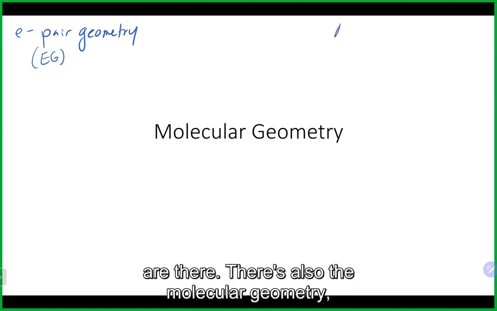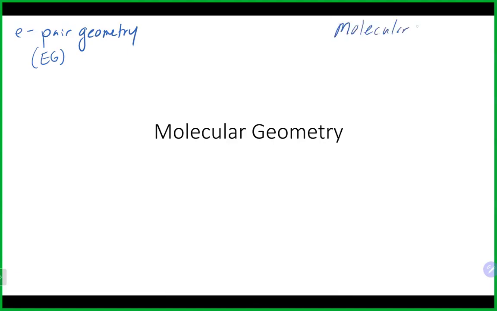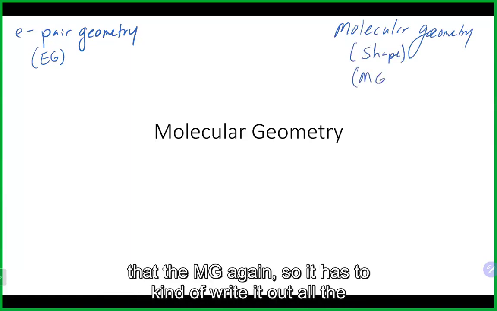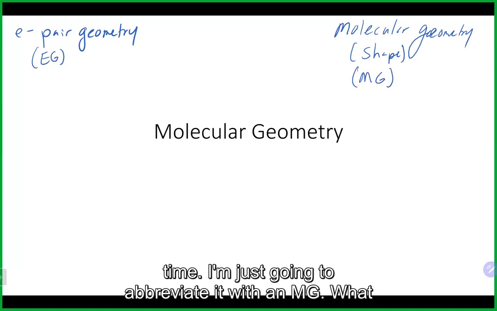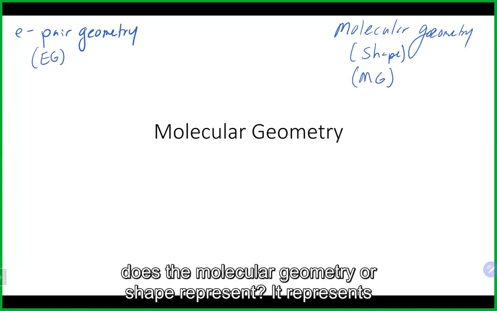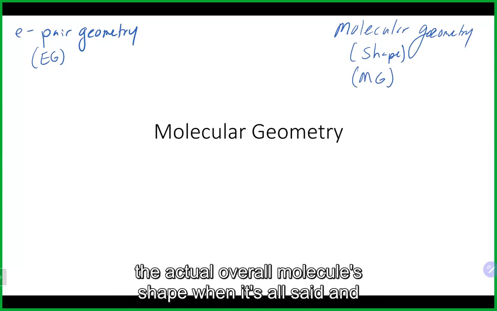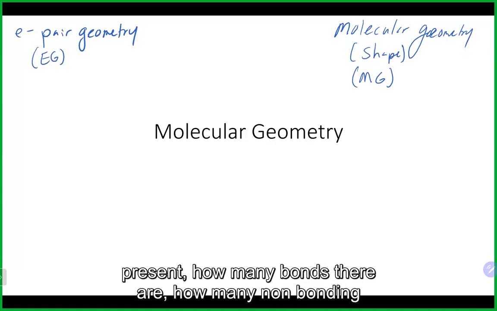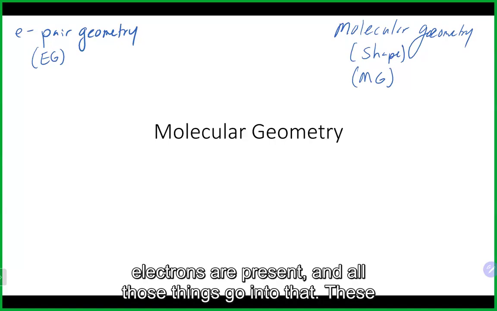There's also the molecular geometry, which is sometimes referred to as the shape by people. For the purposes of this lecture, I'm just going to call that the MG again, so I don't have to write it out all the time. What does the molecular geometry or shape represent? It represents the actual overall molecule's shape when it's all said and done. And that is based on the types of electrons that are present, how many bonds there are, how many non-bonding electrons there are, and all those things go into that.